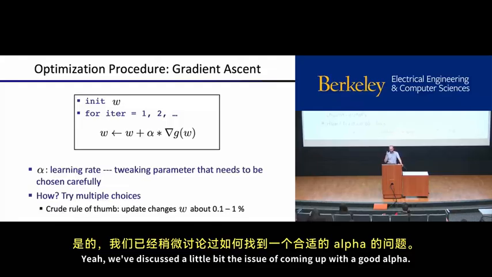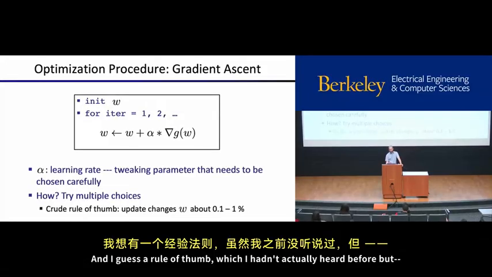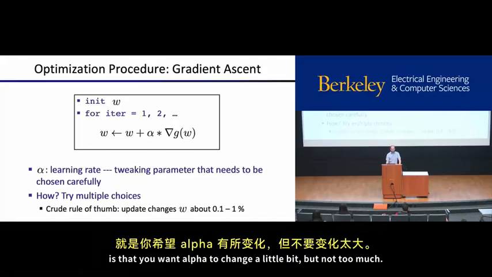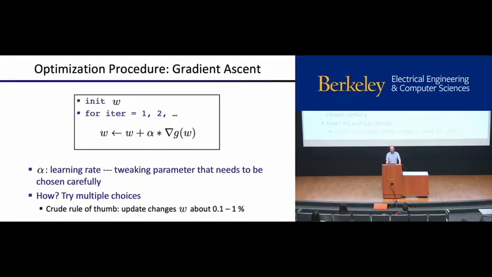We've discussed a little bit the issue of coming up with a good alpha. And I guess a rule of thumb, which I hadn't actually heard before, is that you kind of want alpha to change a little bit, but not too much.